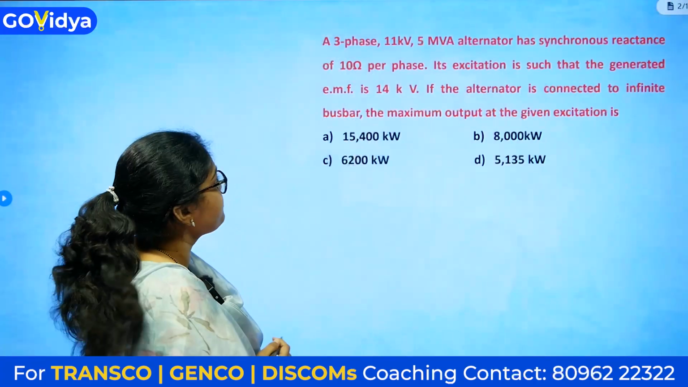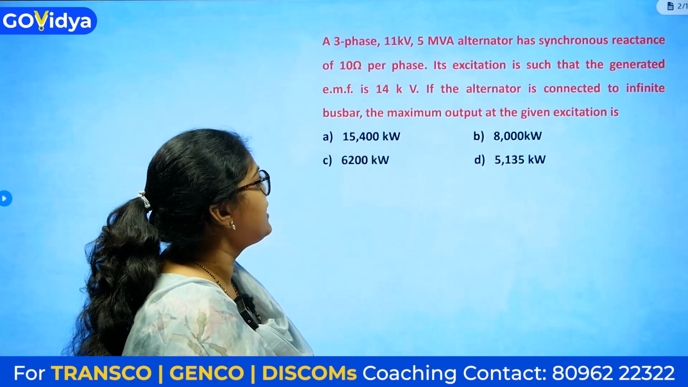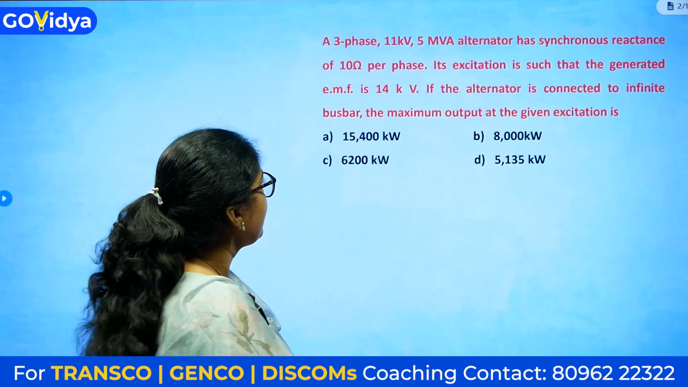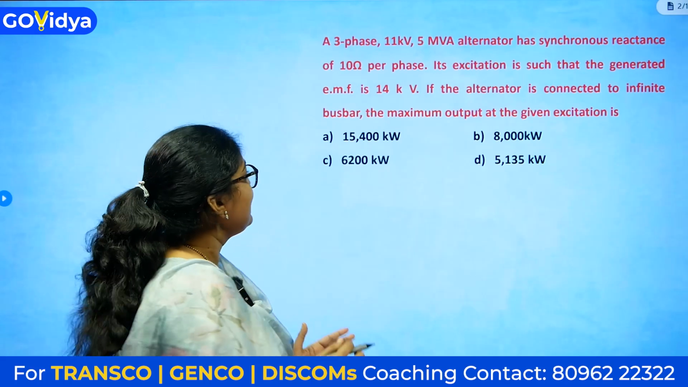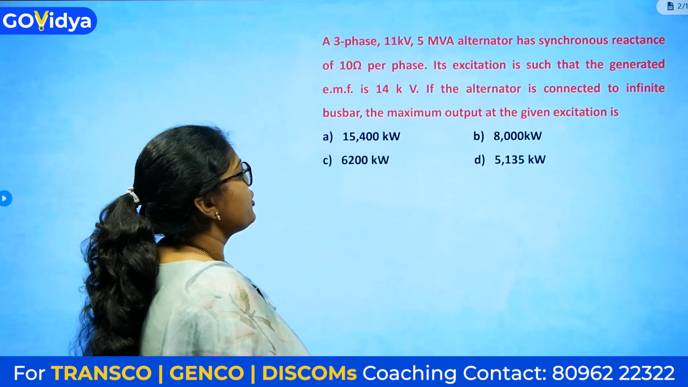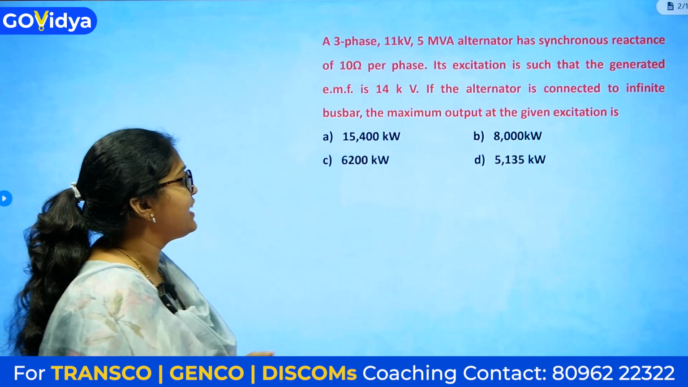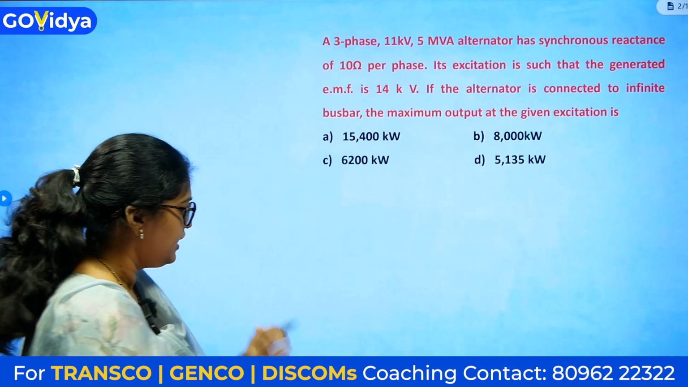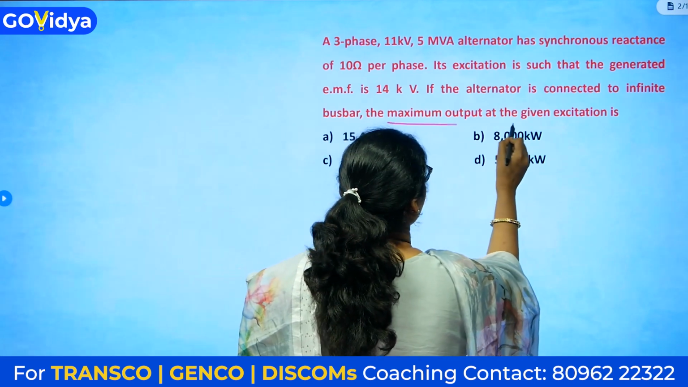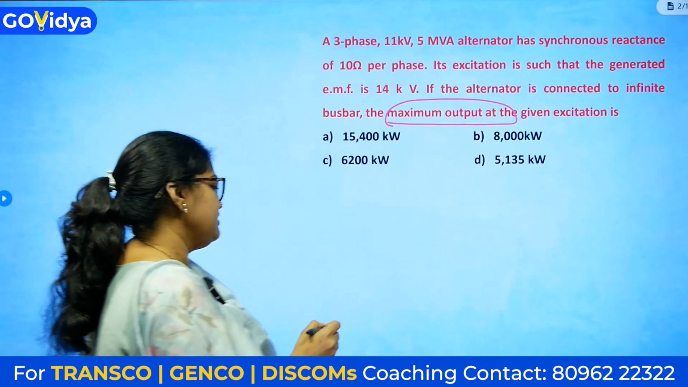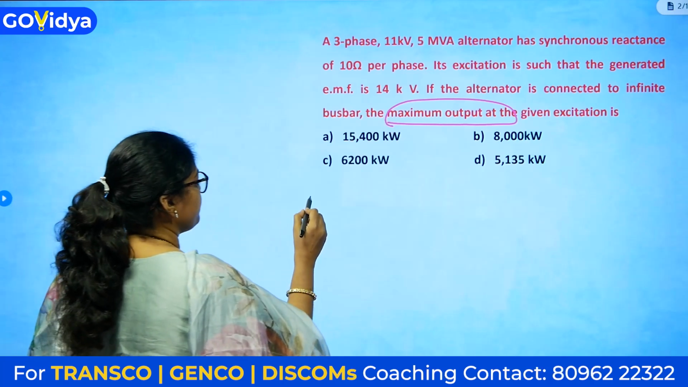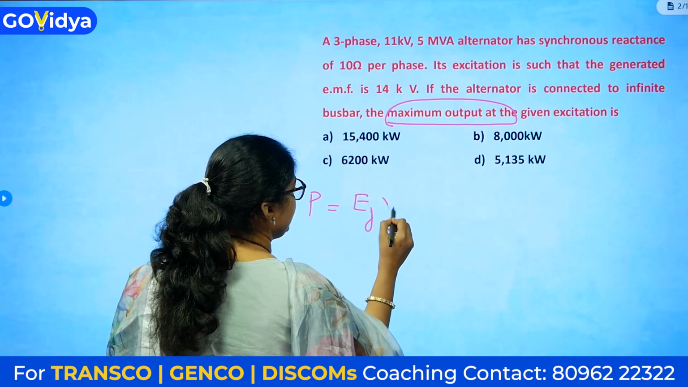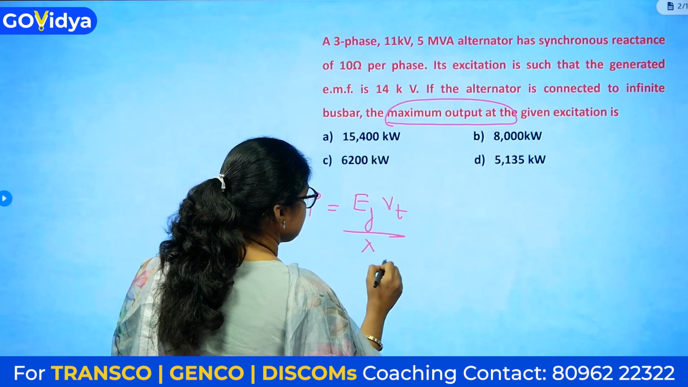A three-phase 11 kV 5 MVA alternator has synchronous reactance of 10 ohms per phase. Its excitation is such that the generated EMF is 14 kV. If the alternator is connected to infinite busbar, find the maximum output for the given excitation. In the question, we have to calculate the maximum output. And we know the formula of the maximum output, P is equal to EF into Vt by Xs sin delta.